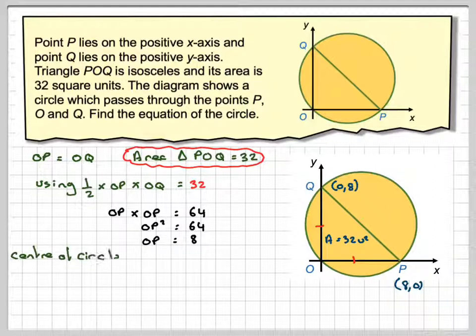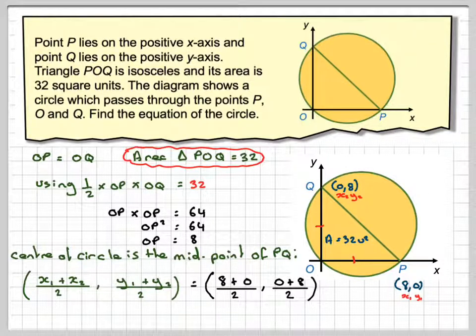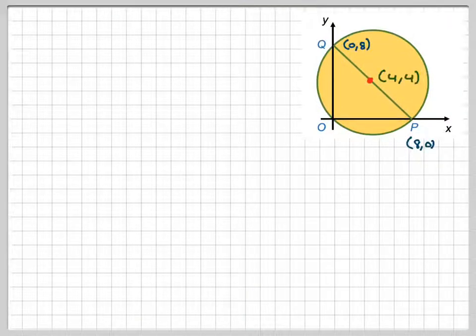To find the midpoint, which is the centre of the circle, we don't really need to use the formula, but it's just for the sake of being complete. So it's (x1 plus x2) over 2, (y1 plus y2) over 2. So we'll label that one x1, y1, x2, y2. So that's going to be (8 plus 0) over 2, and then (0 plus 8) over 2, which gives me the point (4, 4). We'll mark that point on. So going to my diagram.